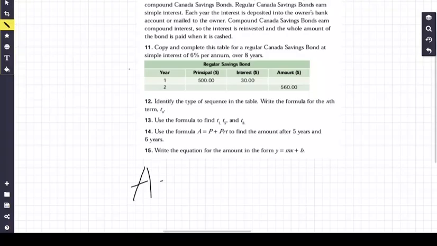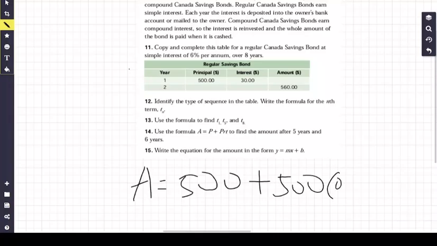A is equal to principal, which is 500, plus 500 times our interest rate of 6%, so 0.06, and we have 8 years. Let's go ahead and calculate that.